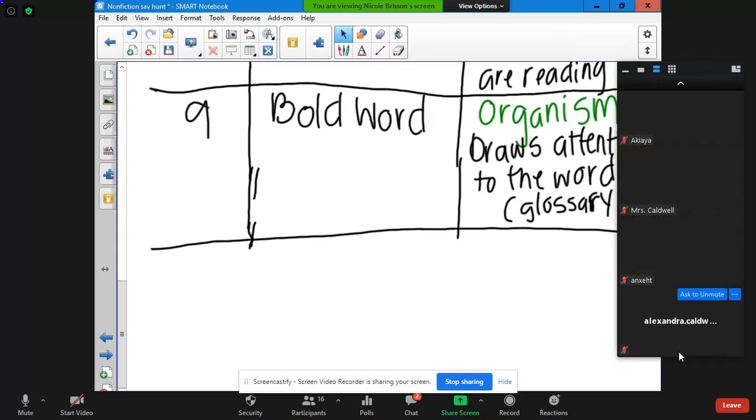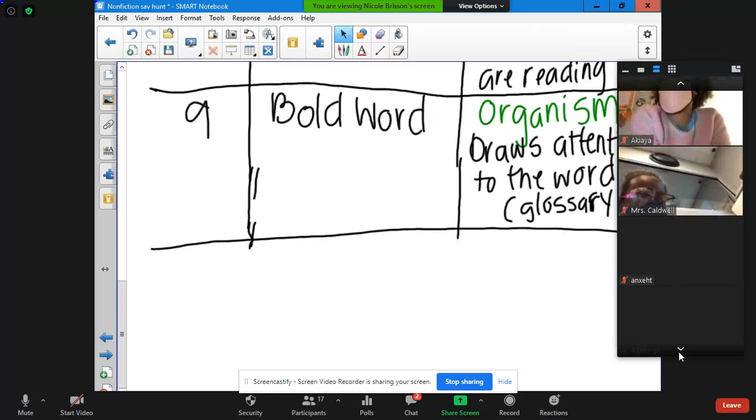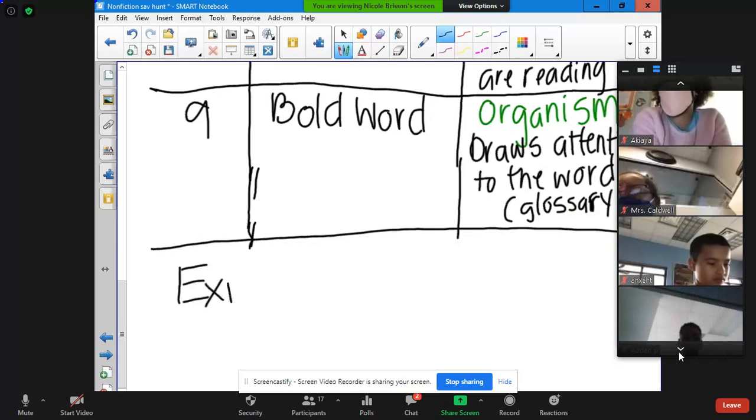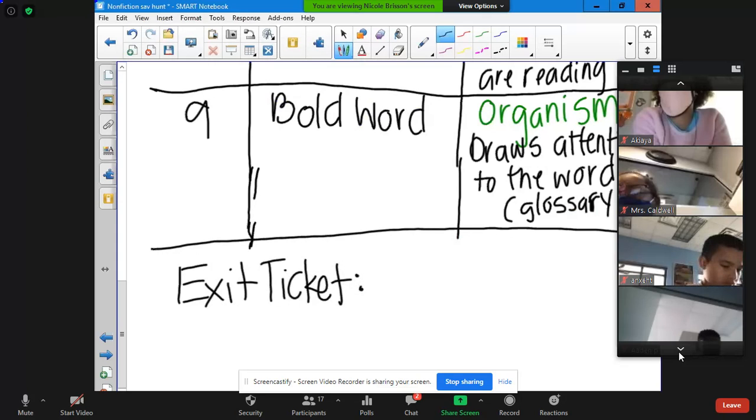Have you done your exit ticket? Where's your sticky? And make sure that you're getting your iReady math done. Don't forget about that. Just because it's not on Google Classroom doesn't mean that it's not due. It's due tonight. So if you haven't done any of your iReady, you now have 4 assignments to complete.